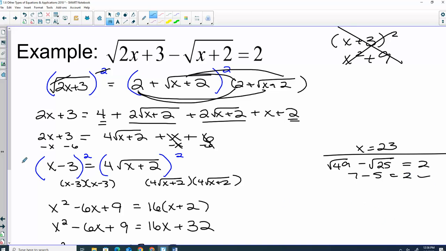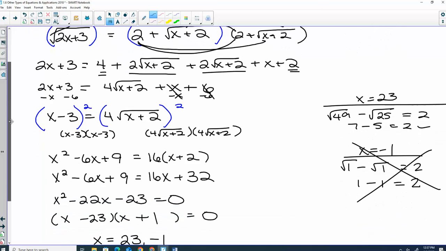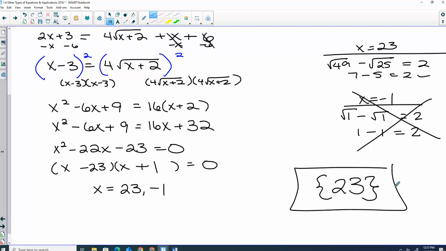So 23 is good. Our other answer was negative 1. So if we get negative 1, negative 2 plus 3, so that's the square root of 1. Minus the square root of 1. 1 minus 1, is that 2? No. So negative 1 did not work. That means 23 is our only answer. We should probably try another one of those, shouldn't we?